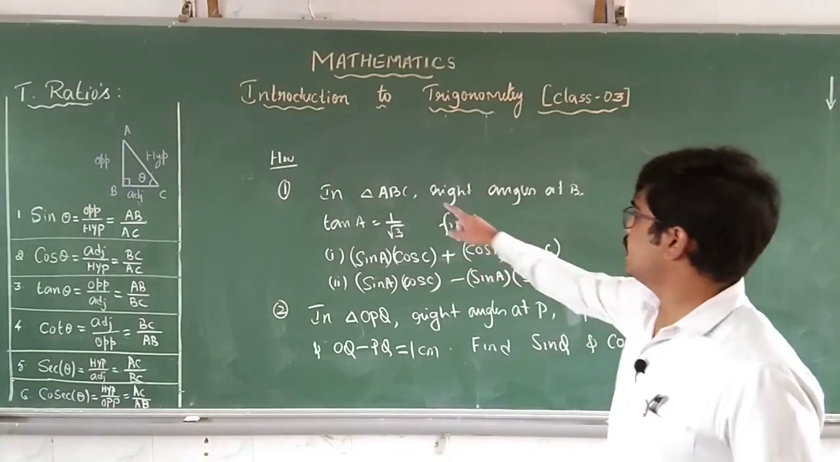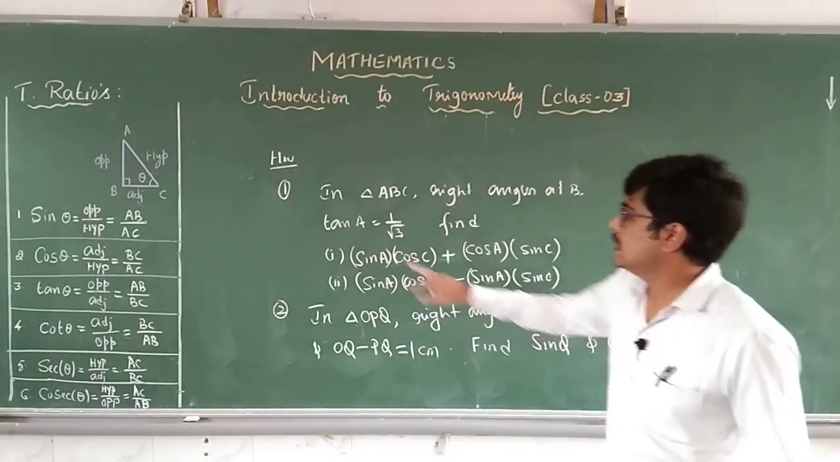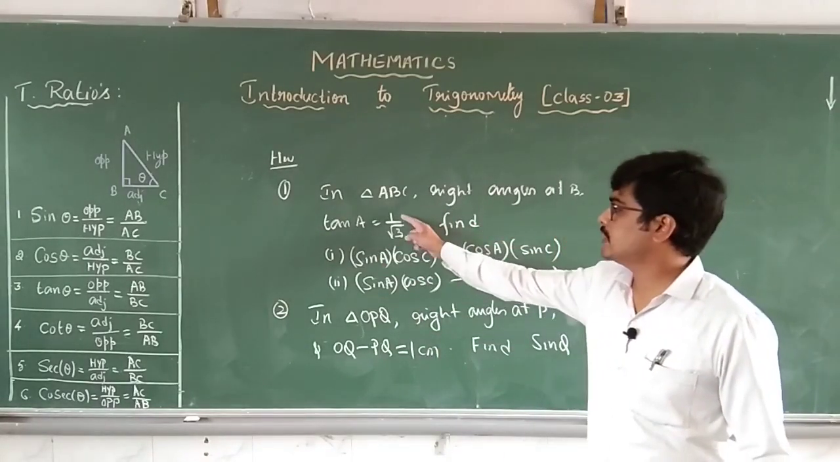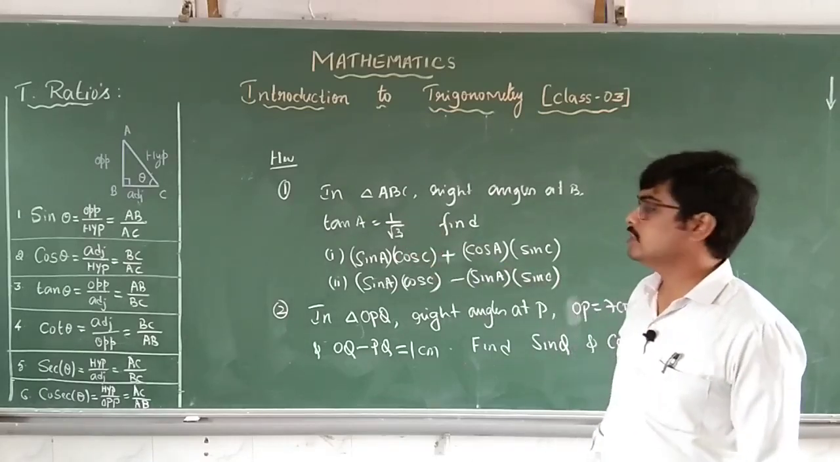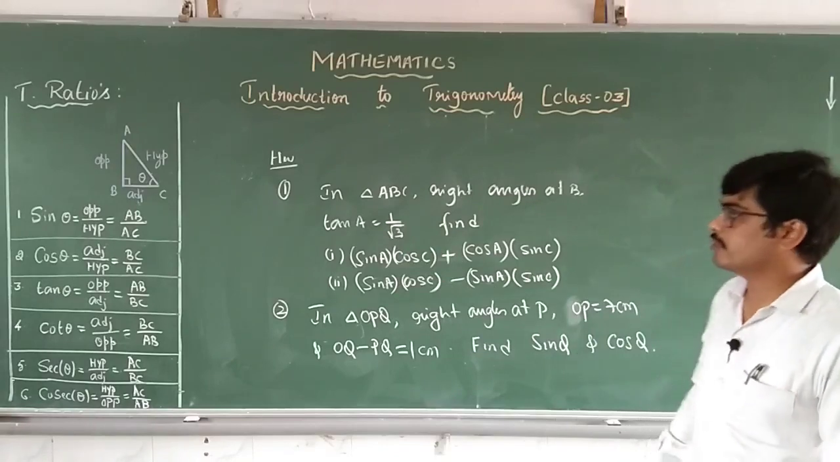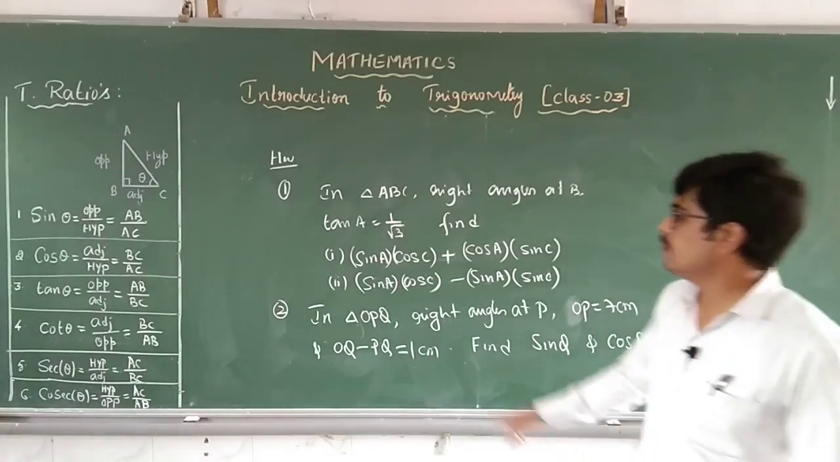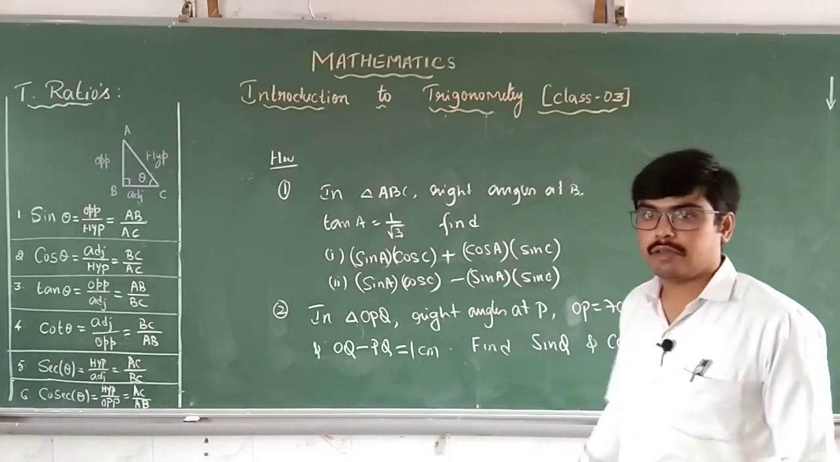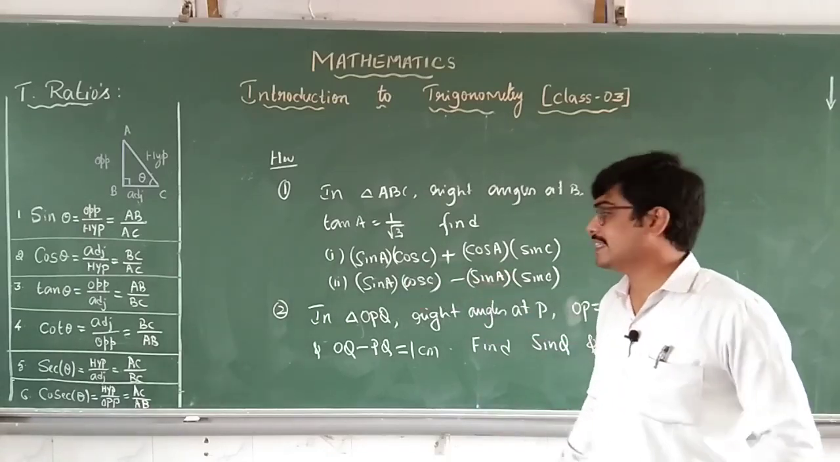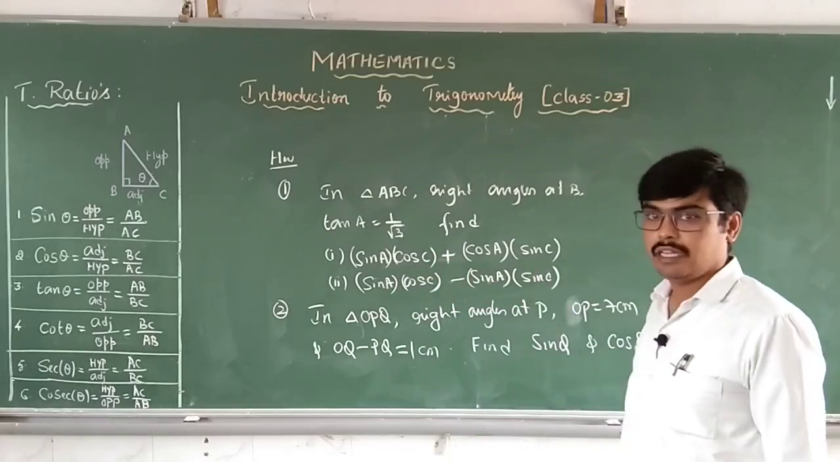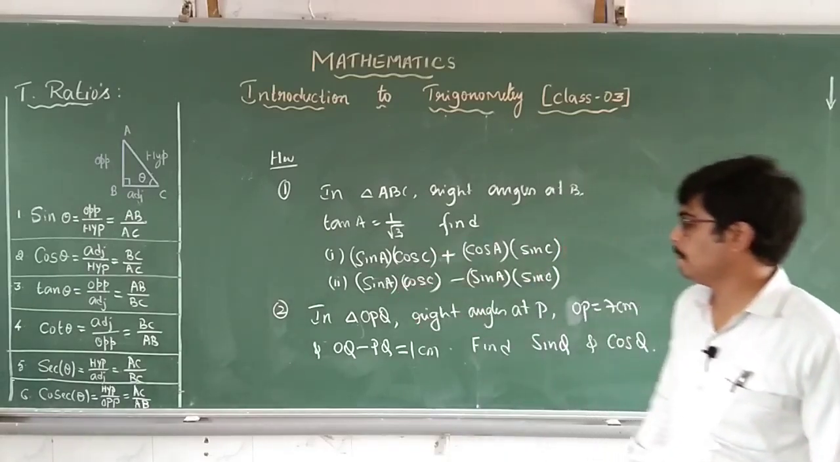The first one is like this: in triangle ABC, right angle at B, they have given tan A, that means opposite side by adjacent. The opposite side is 1k, the adjacent is root 3. By using the Pythagoras theorem, you find the hypotenuse side and then find sin A and cos A. For acute angle A, you need to determine sin and cos. For acute angle C in the same triangle, you need to find sin C and cos C. Then substitute into the expressions.